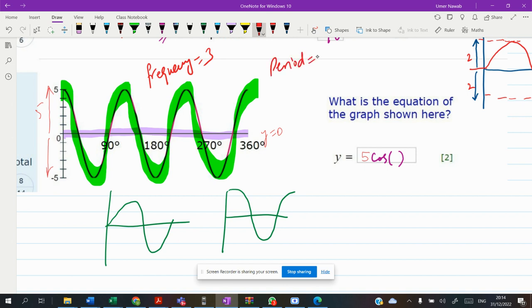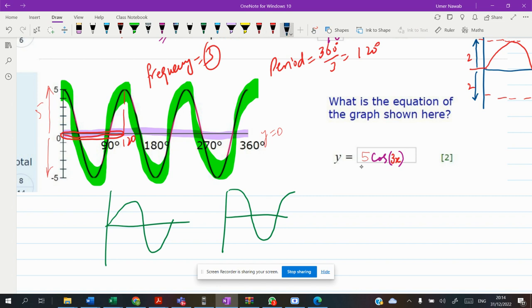I can easily find the period. If you want to find the period, the period is equal to 360 divided by 3, which gives you 120 degrees. So that was 120 degrees, the period of this function. Anyways, the frequency is 3 because 3 cycles are produced within the standard range of 360 degrees. So I'm going to write here 3x.